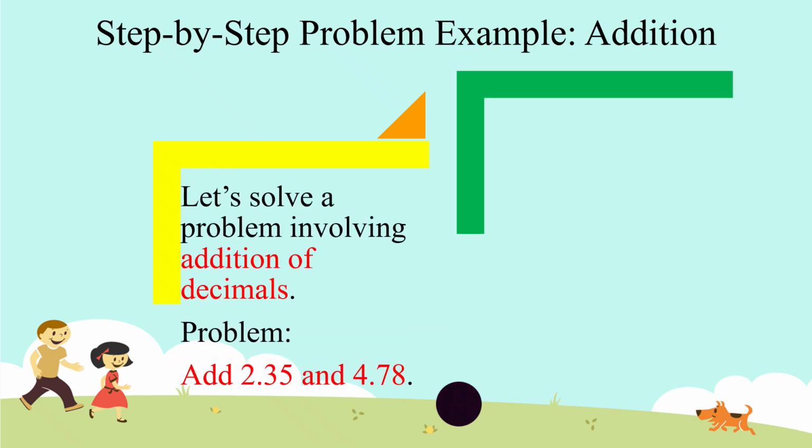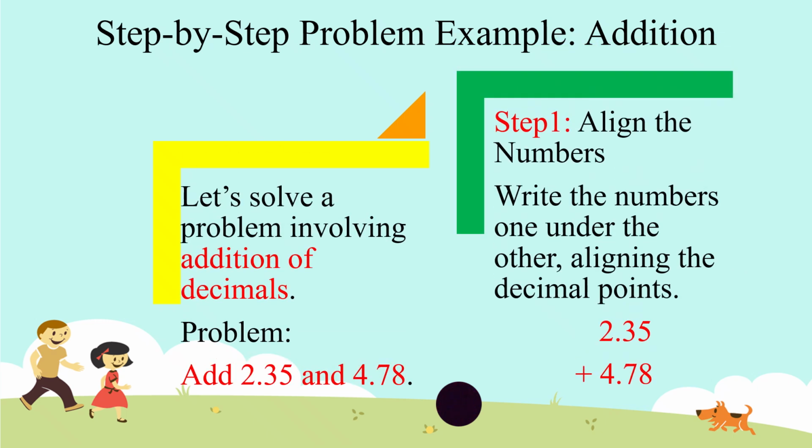Let's solve a problem involving addition of decimals. Add 2.35 and 4.78. Step 1. Align the numbers. Write the numbers one under the other, aligning the decimal points. 2.35 plus 4.78.